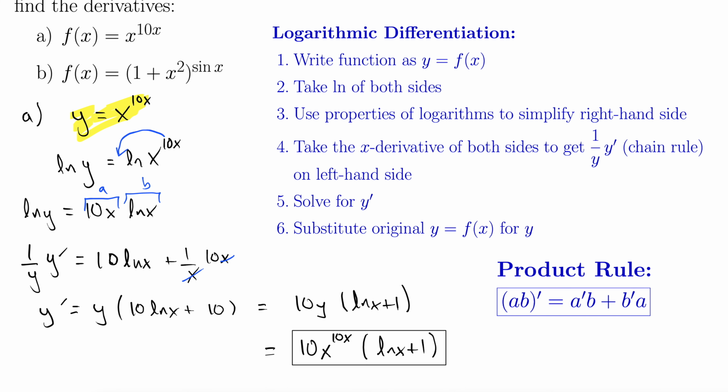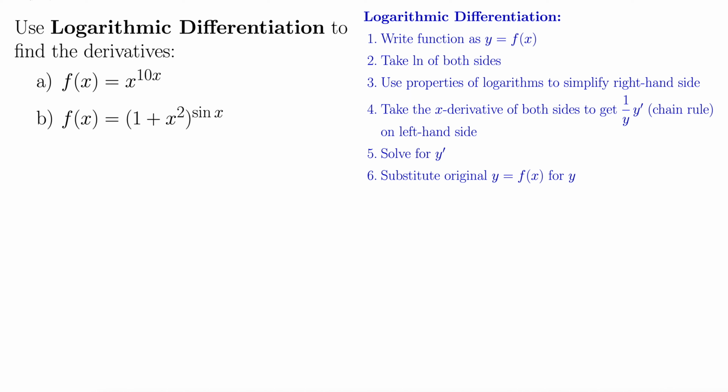Moving on to part B. For f of x equals the quantity 1 plus x squared to the power of sine x, first we write this as y equals the quantity 1 plus x squared to the sine x. Now natural log of both sides. That's what's going to help us get that sine x out of the exponent. So down it comes. The whole sine x is going to come down to the front. So that gives us natural log of y equals sine x times natural log 1 plus x squared.